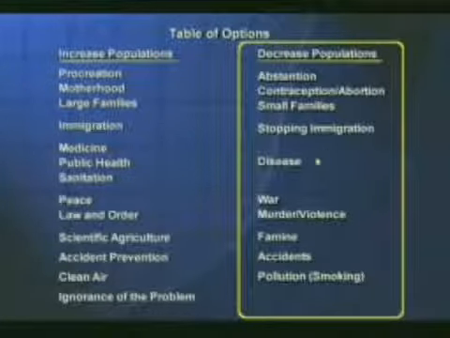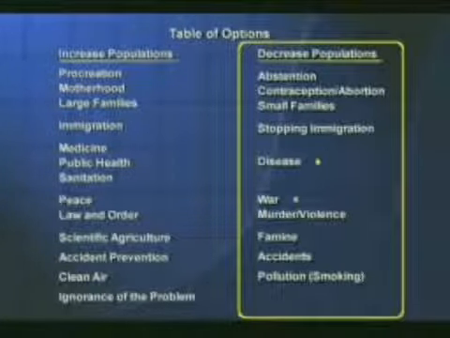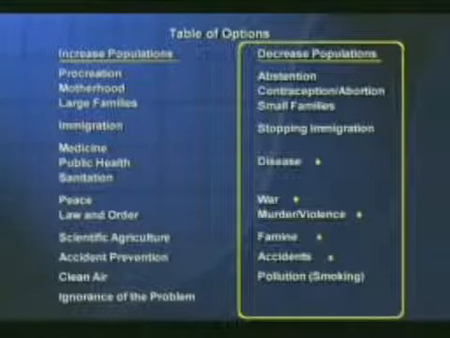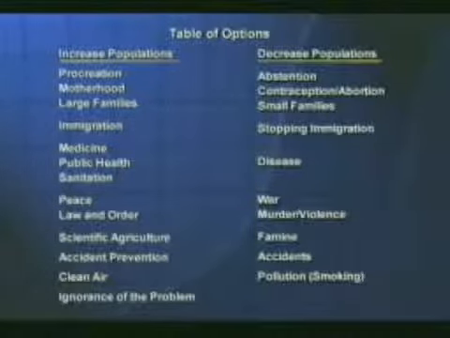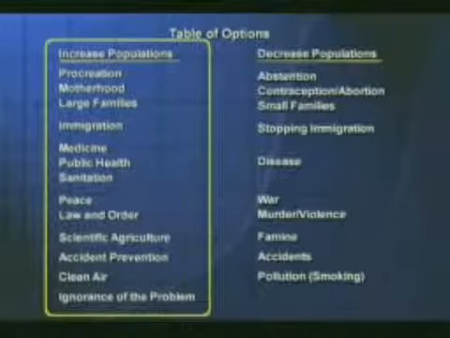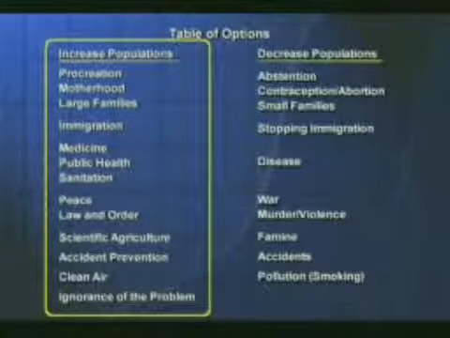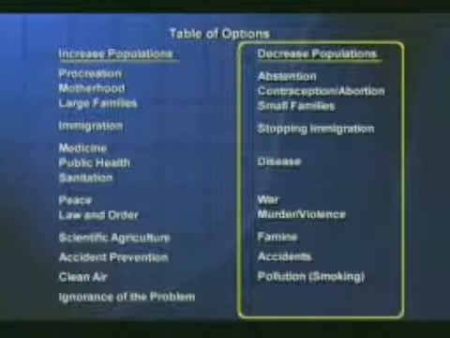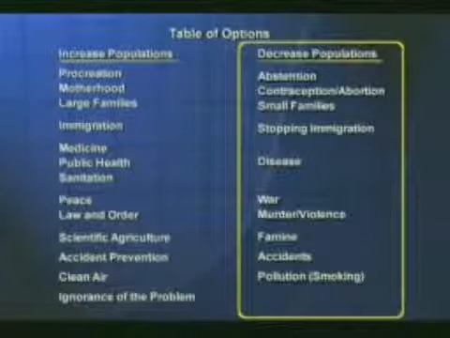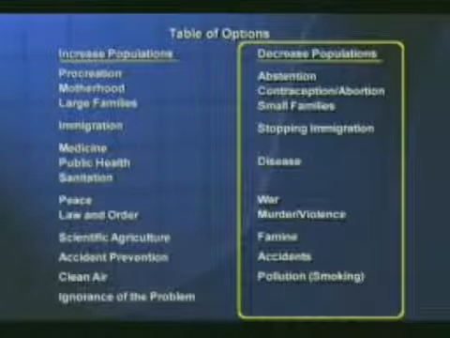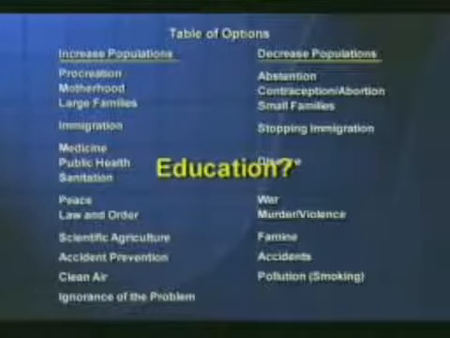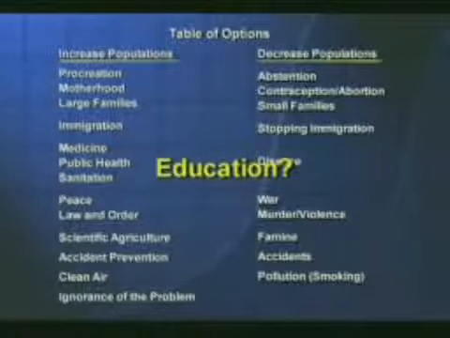Anyone here for promoting disease? We now have the capability of incredible war. Would you like more murder, more famine, more accidents? Well, here we can see the human dilemma, because everything we regard as good makes the population problem worse. Everything we regard as bad helps solve the problem. Now, there is a dilemma, if ever there was one. And the one remaining question is education. Does it go in the left-hand column or the right-hand column?